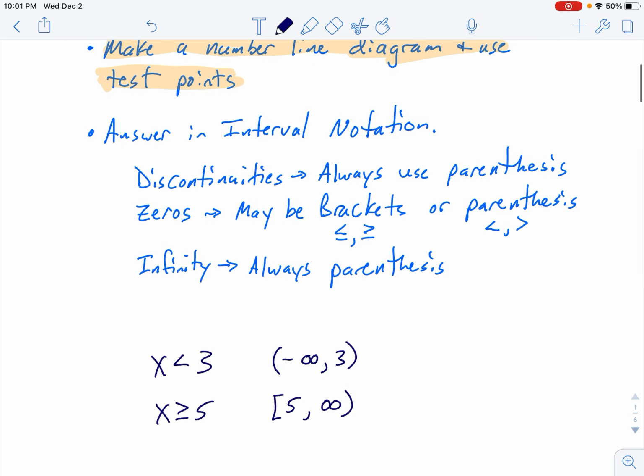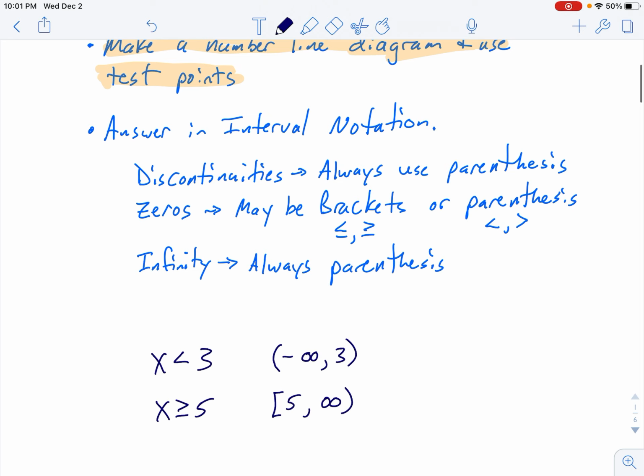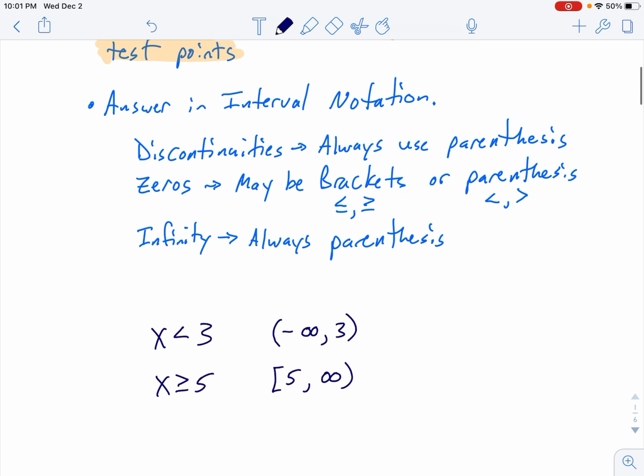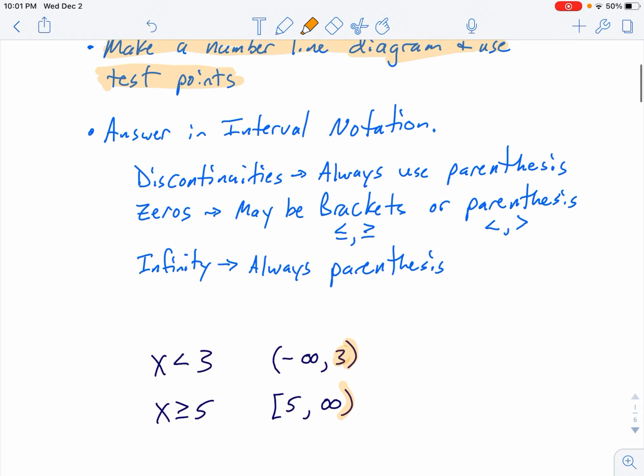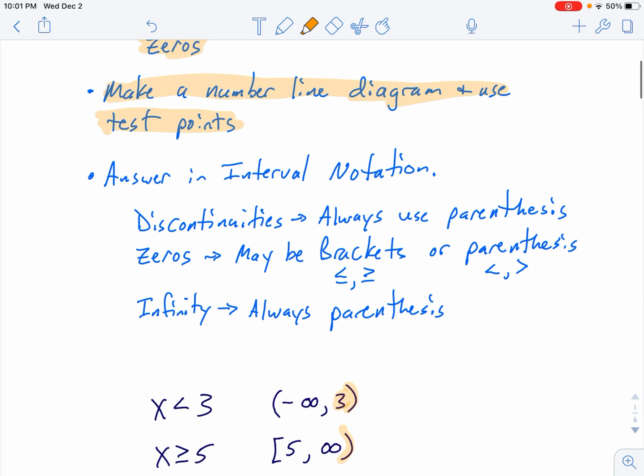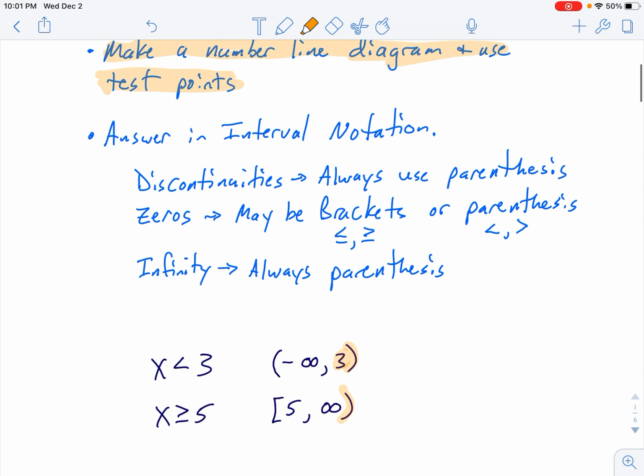When you put those into interval notation, you always use parentheses. Parentheses are like you're not allowed to actually include the number itself. That's why infinity always has a parenthesis, because you can't ever get to infinity. You can't include it because it just keeps on going. You never include a discontinuity because that makes the fraction undefined, and we're never allowed to have that in mathematics.